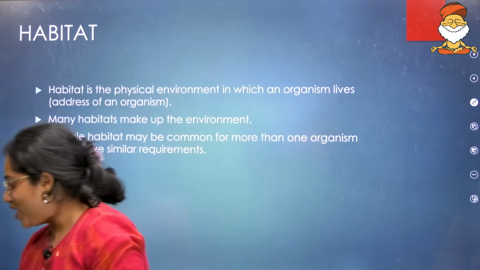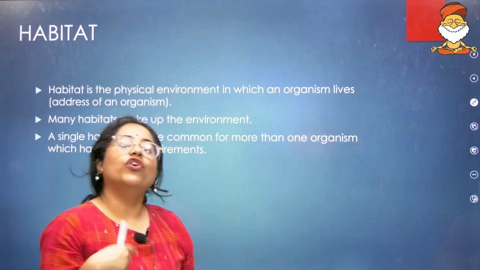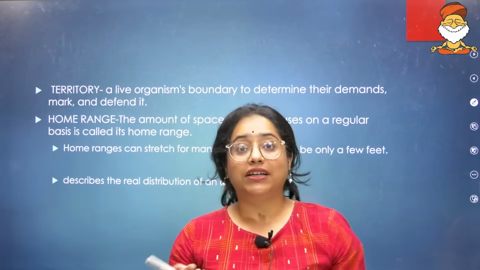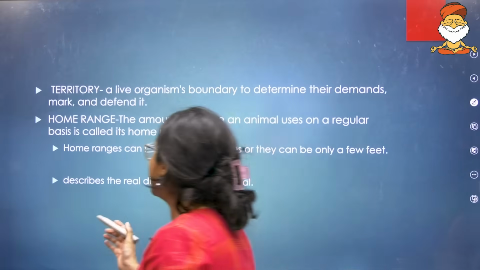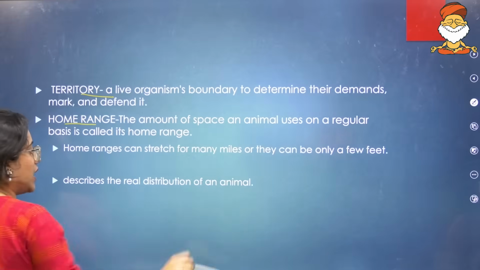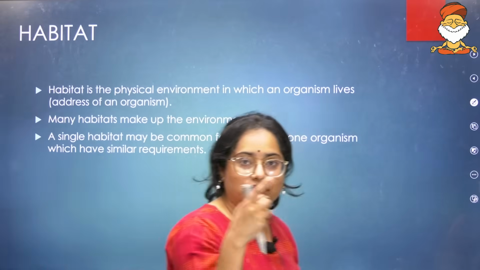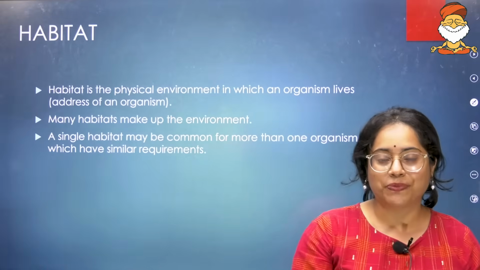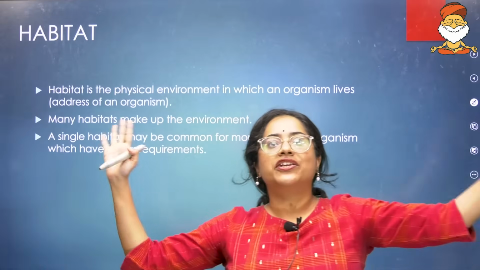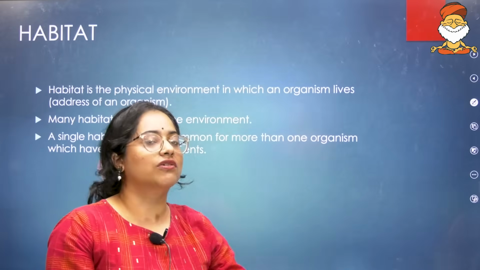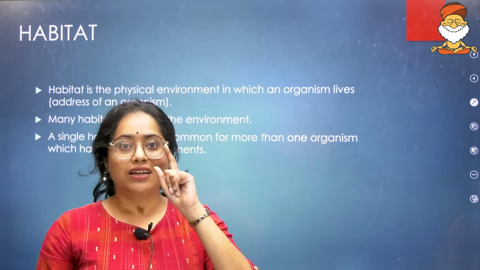Now, before I go into this, I want you to understand that very similar to the word habitat, you have some more terms called territory, home range, etc. First, let's try to understand habitat and I'll tell you the differences between each of these. So, environment is large, it's living, non-living, everything. Biosphere is just the living part. Okay. Now, habitat.